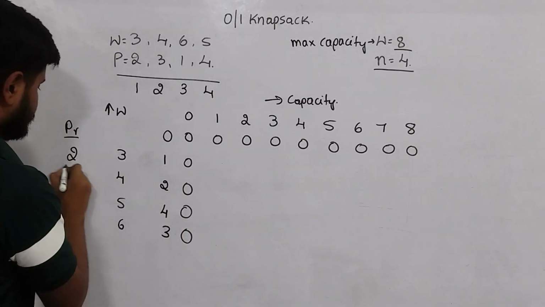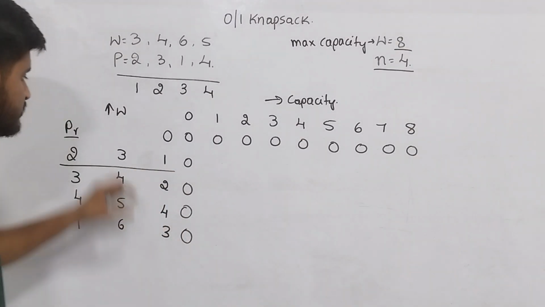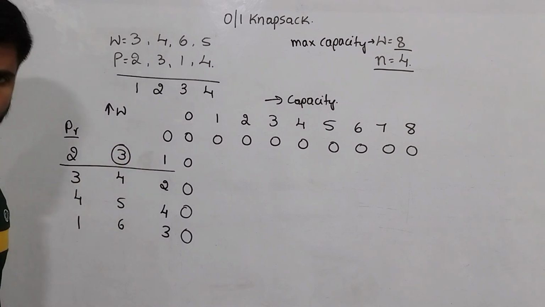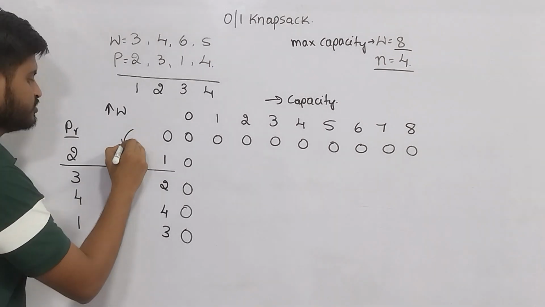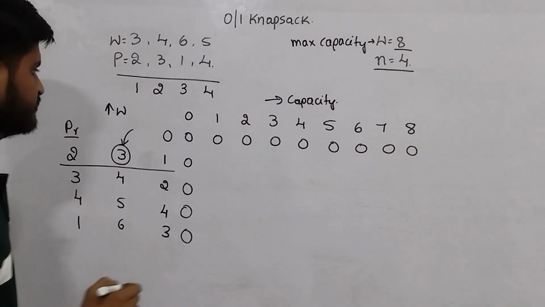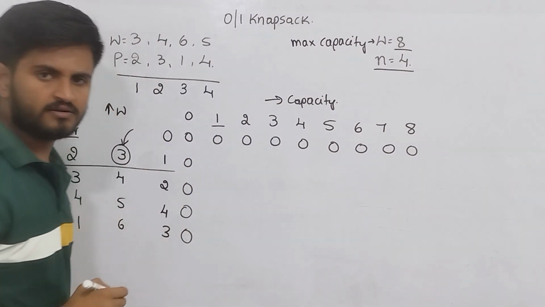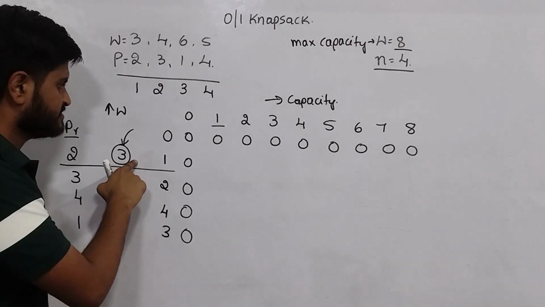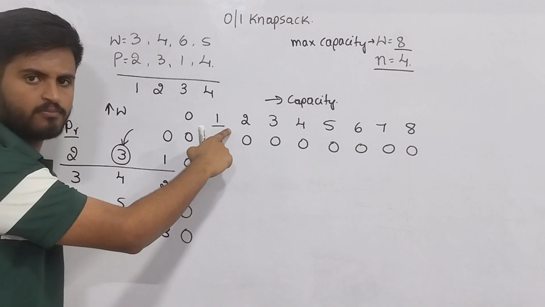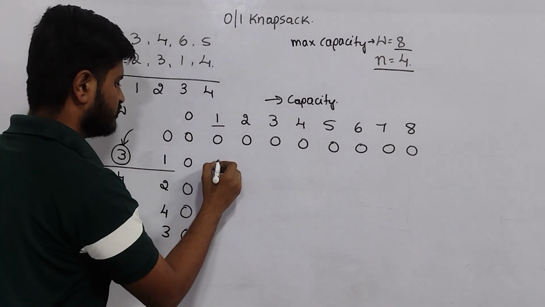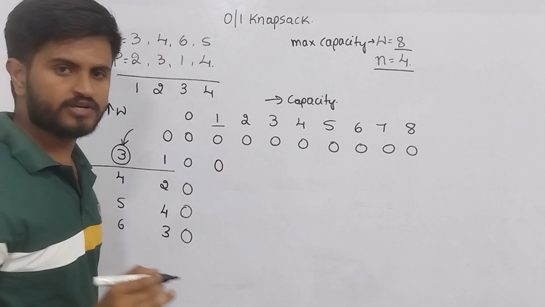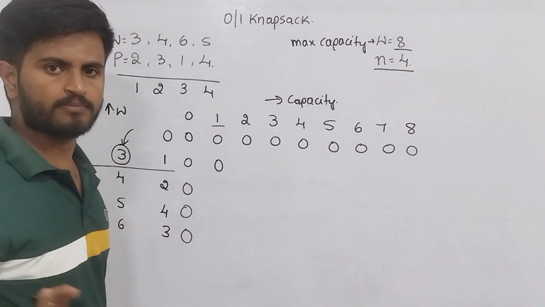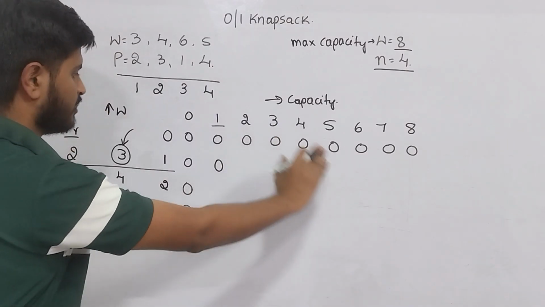Now let's start with the first item. If you see, its weight is 3. First, you should see the weight of the object. Now the capacity is 1 and the weight is 3. Can I place a 3 weighted object in the 1 capacity box? No, I can't place it, so I will put 0. I must either keep this object completely, or not keep it at all. Like that I must fill the boxes.